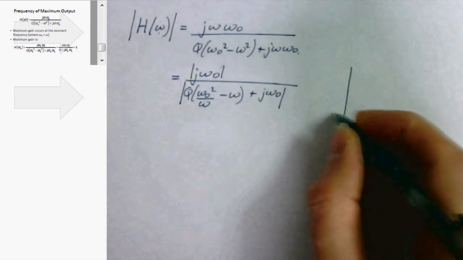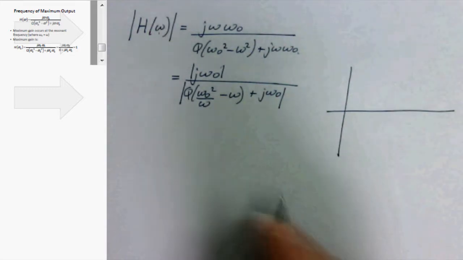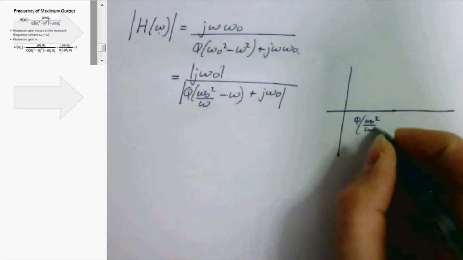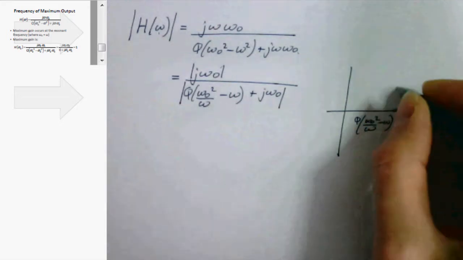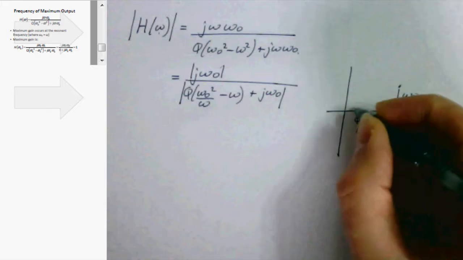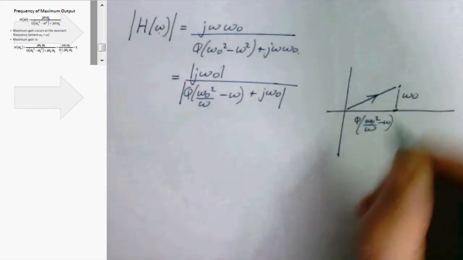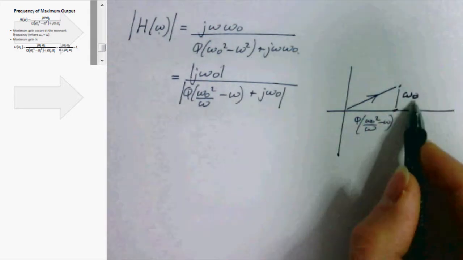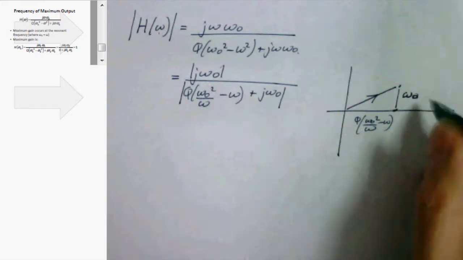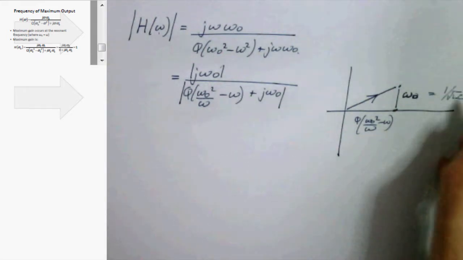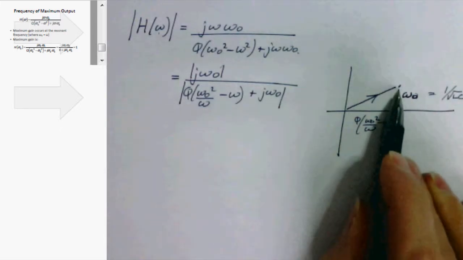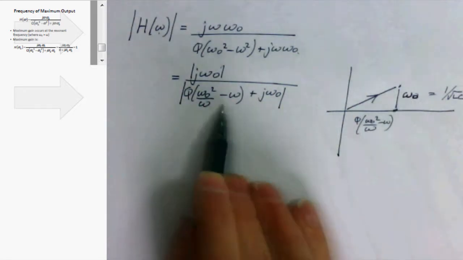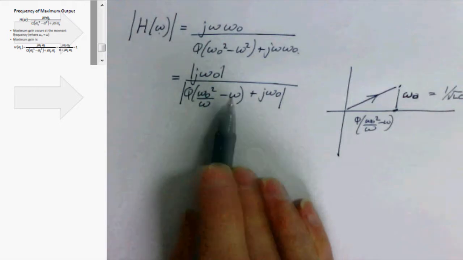This denominator, if I was to plot it on an Argand diagram, would have a real part of Q omega naught squared over omega minus omega, and an imaginary part of omega naught. And it's that distance that I have to minimize. But the thing is that for this circuit, omega naught is constant. It's just 1 over the square root of LC. So that imaginary component to this denominator is always the same. The only thing that changes with frequency is the real component.